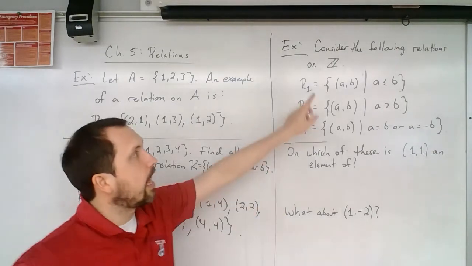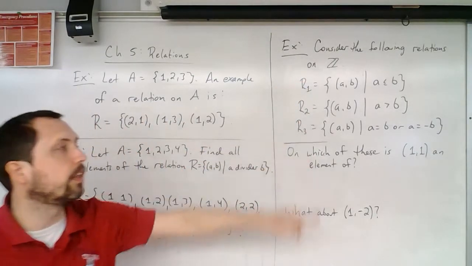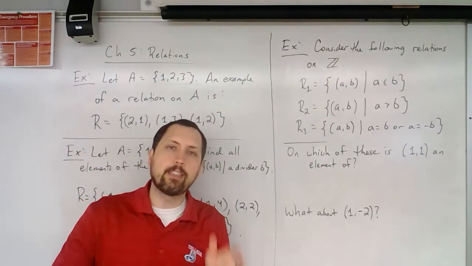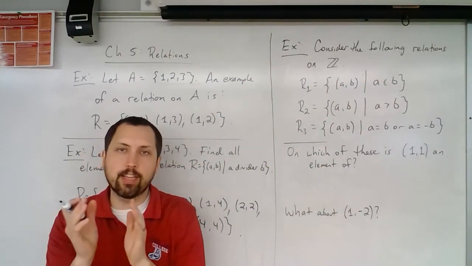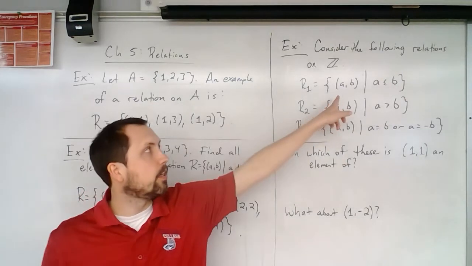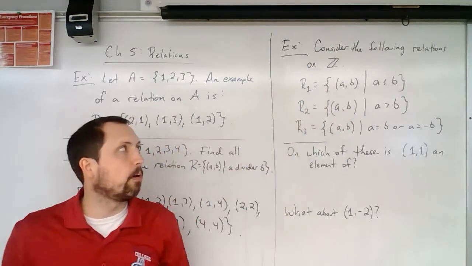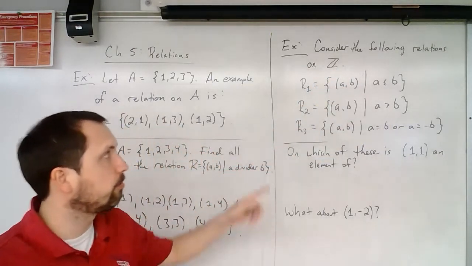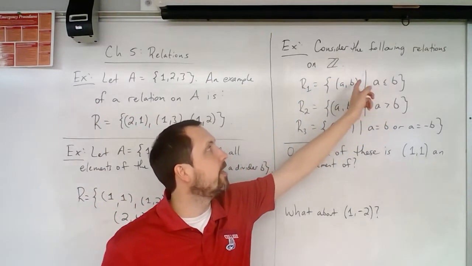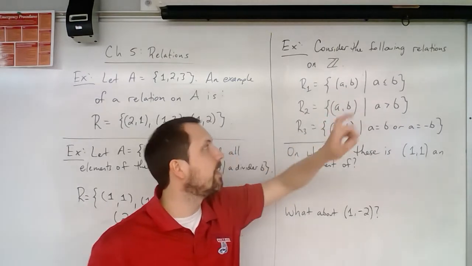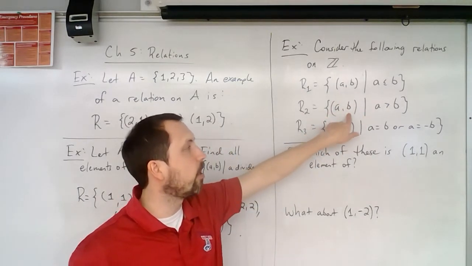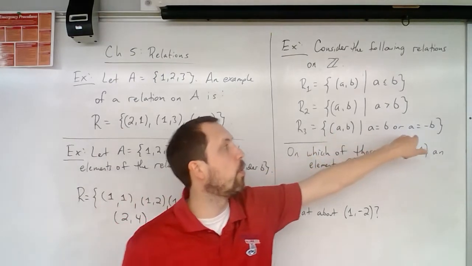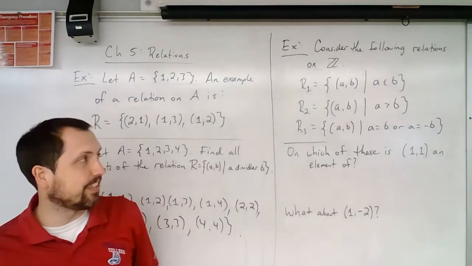So let's take a look at some other constructed relations. Again, we're looking at a relation on just a single set. That means that both entries in our ordered pair are coming from the set of all integers. Remember, Z is the set of all integers. So this relation is defined by the first one being less than or equal to the second. This one is defined by the first being larger than the second. And this one is saying that either these two numbers are equal or one is equal to the negative of the other.